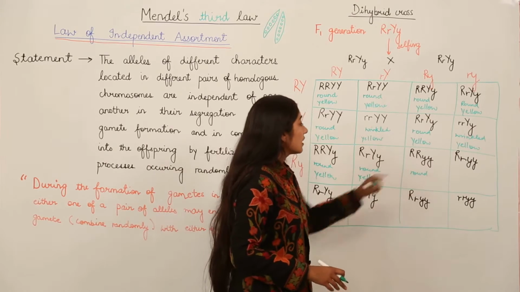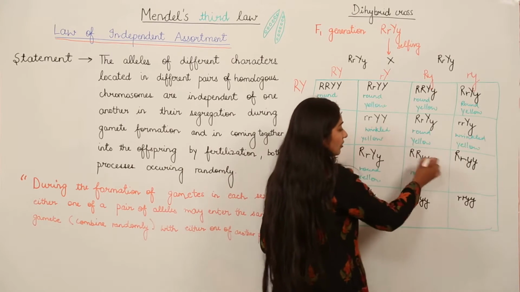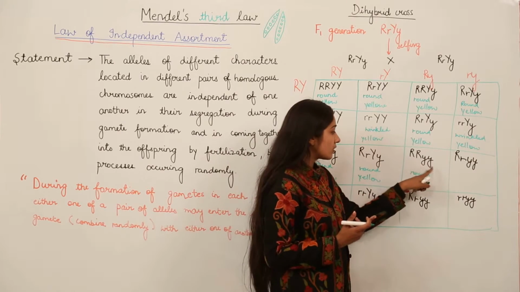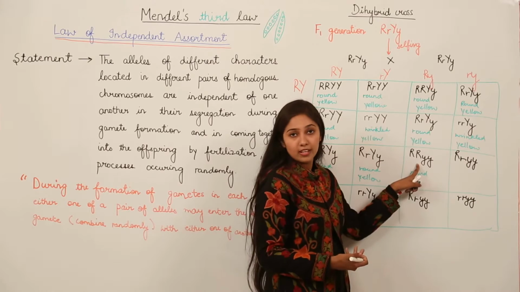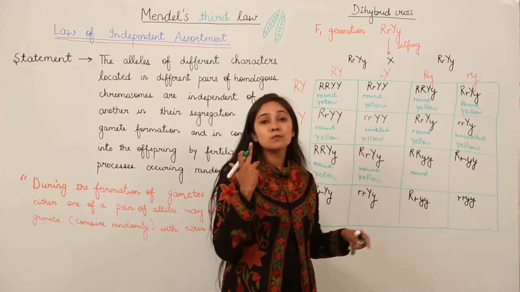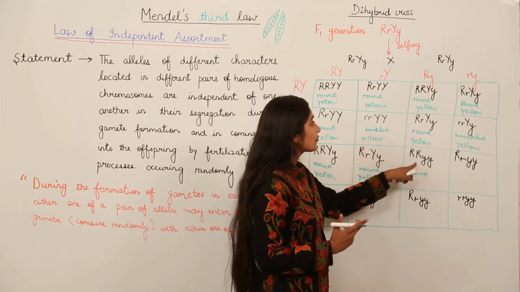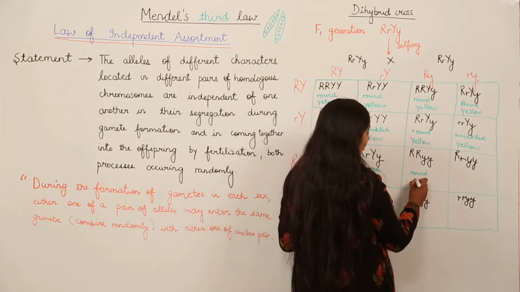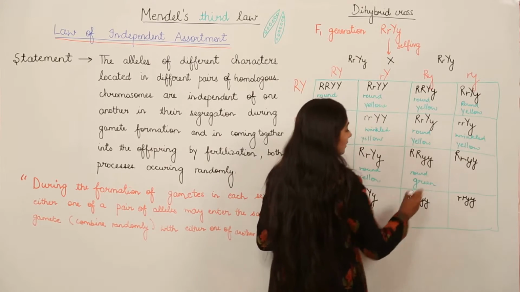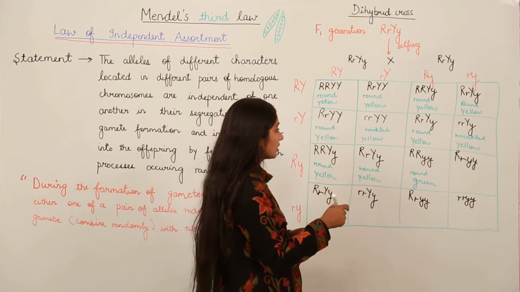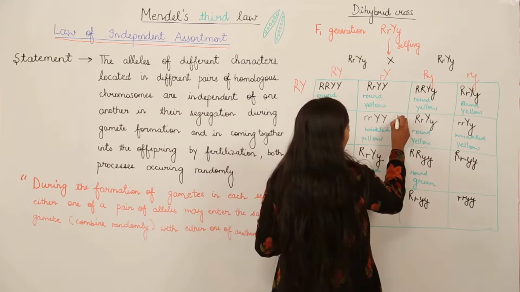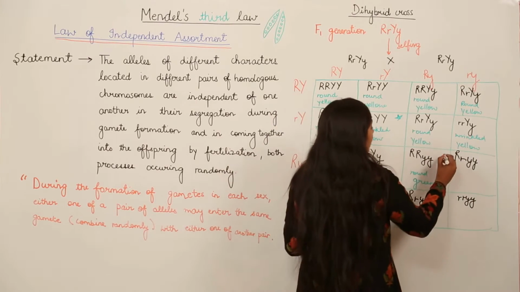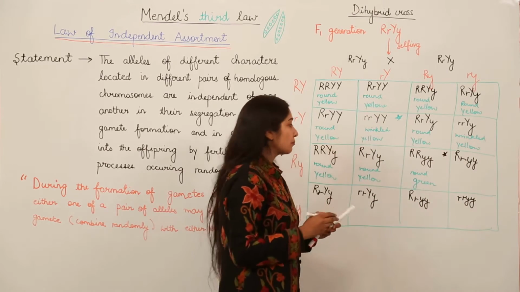So round seeds with, but when you talk about Y, when you talk about green or yellow, you see we have two small letter Y, two lowercase letter y. So the recessive is going to express in case of the cotyledons. So we are here going to have round seeds with green cotyledons. I am going to mark this here, and I am going to mark this with a star so that we can remember when we are going to count it.